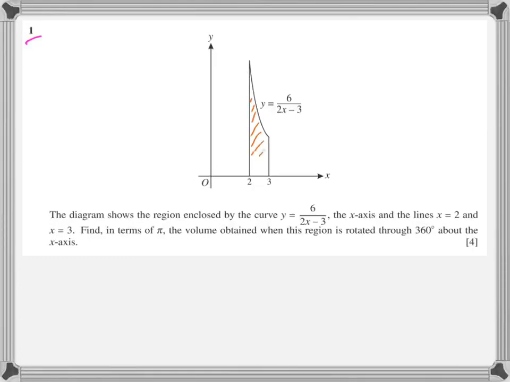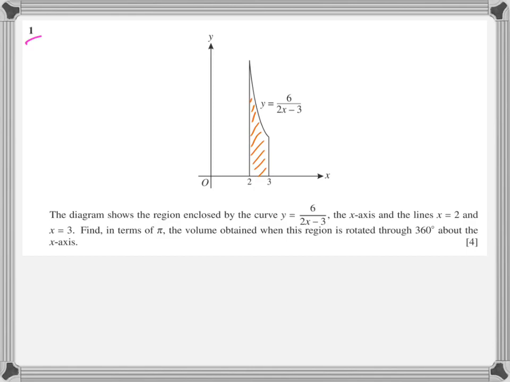Now let's look at the questions that are of utmost importance to us in this particular video. Question number 1. There is a diagram drawn, a sketch. The equation is y equals 6 over 2x minus 3. The diagram shows the region enclosed by the curve, the x-axis, and the lines x equals 2 and x equals 3. The shaded region, I have already shown it. Find, in terms of pi, the volume obtained when this region is rotated 360 degrees about the x-axis.